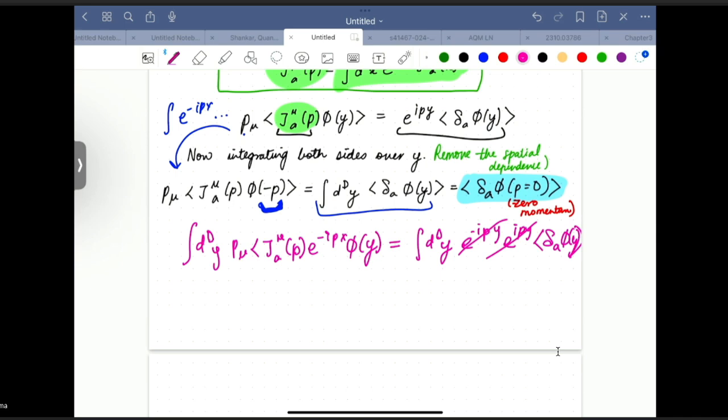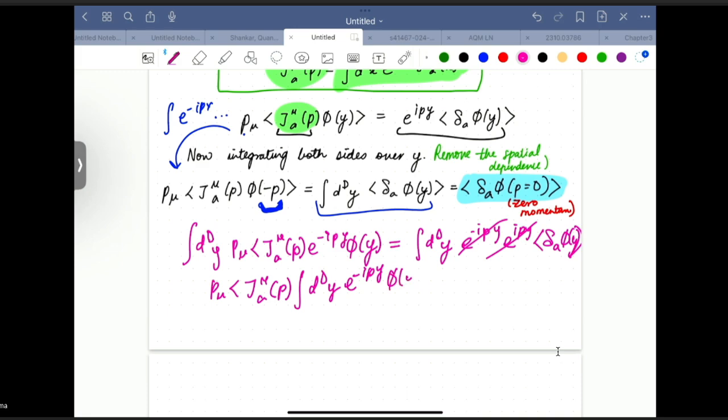And now I wanna write this as P mu JA. It's the other way around, J mu A P. And I want to bring this inside the integral. Inside the correlation function, sorry. Integral inside the correlation function. IPY. My bad, this is a y.